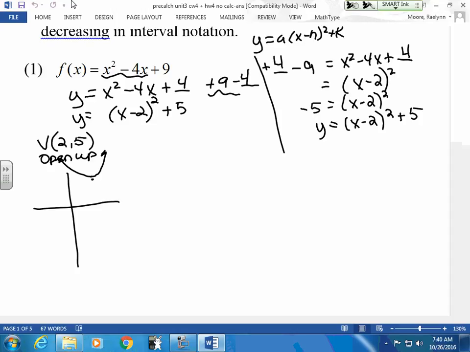Sketch, we'll find your vertex. We did. Find your axis of symmetry. What is your axis of symmetry? X equals h. So x equals 2. It cuts right through your vertex, right through the x value. If I bring it all the way down here, doesn't it cross my x-axis right here? So x equals 2. X equals h is your formula.